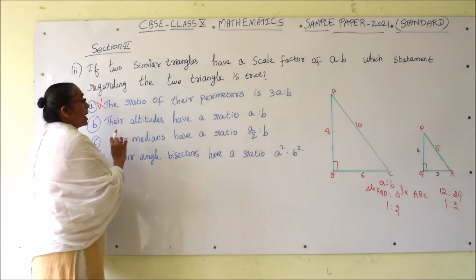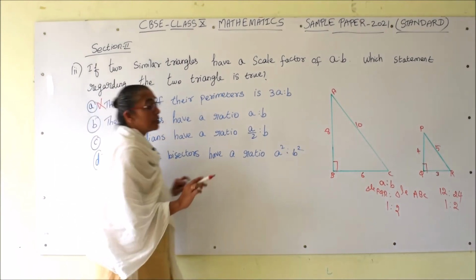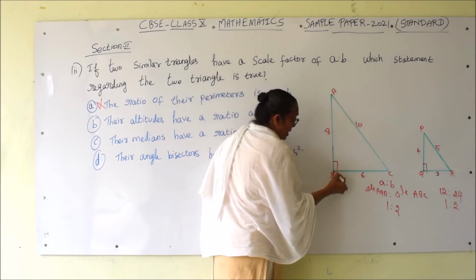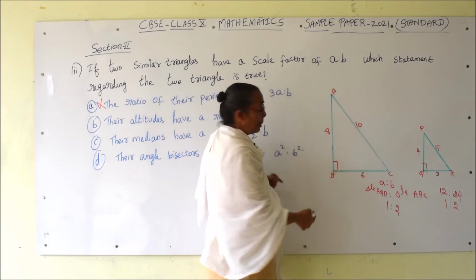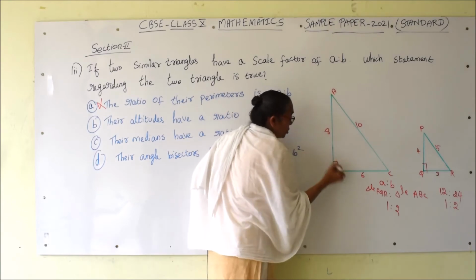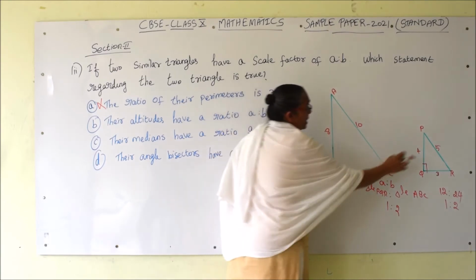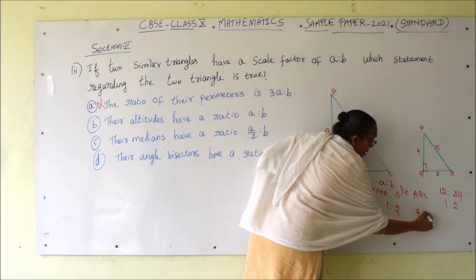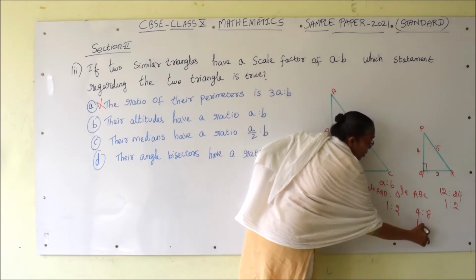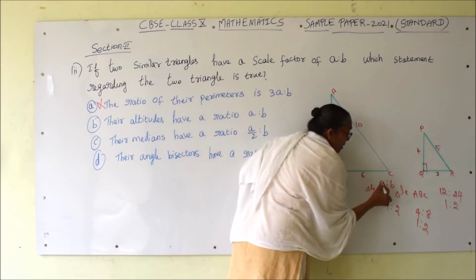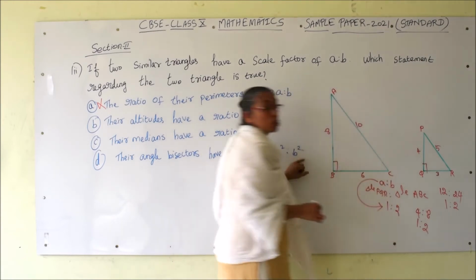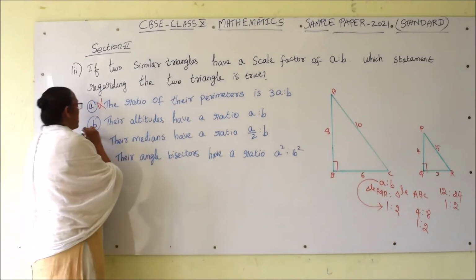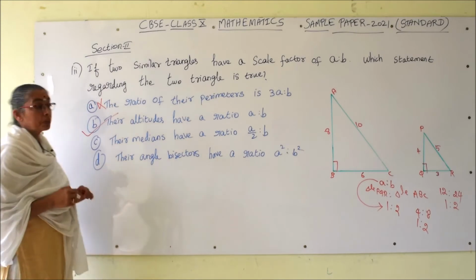Now, their altitudes have a ratio A is to B. You know very well that in a right angle triangle the altitude is nothing but this height itself, one of its legs, the perpendicular one. This itself is an altitude. So, here the altitude length is 8, and here in PQR the altitude length is 4. So, the ratio of their altitudes is 4:8, which is 1:2. So, 1:2 is again our A is to B, right. So, the option that their altitudes have a ratio A is to B is the correct option.